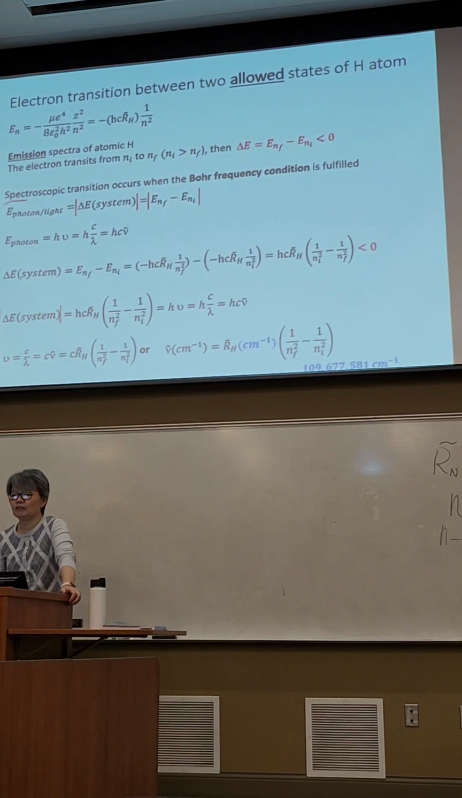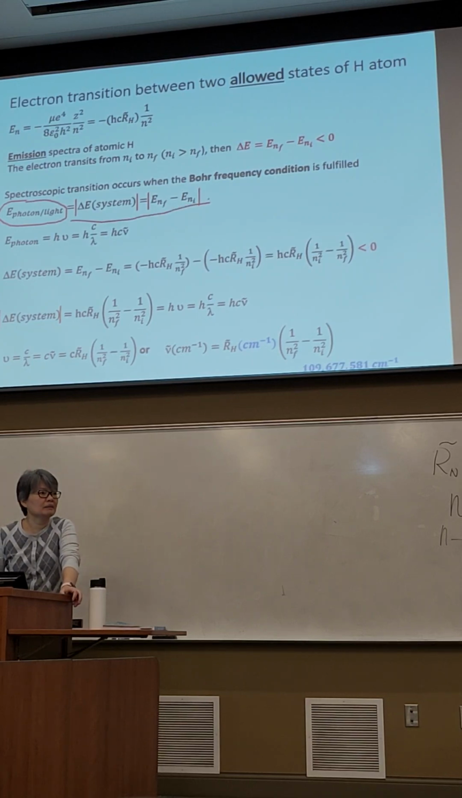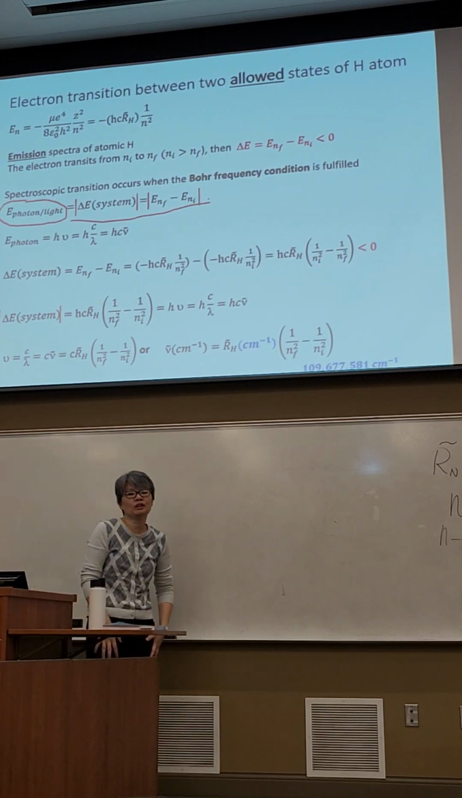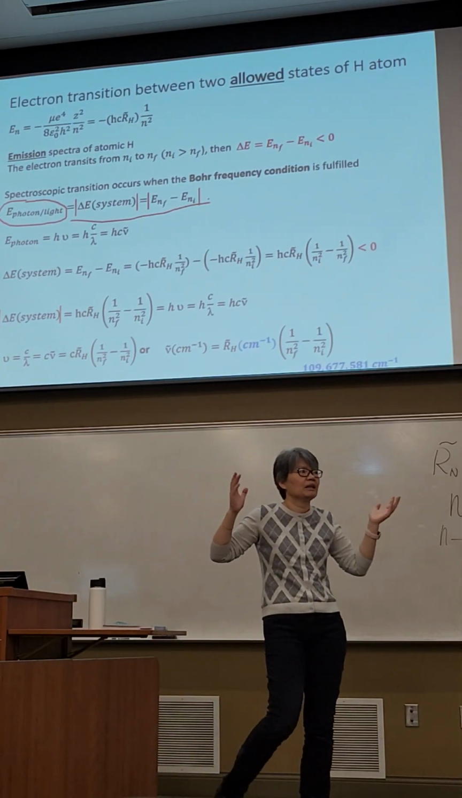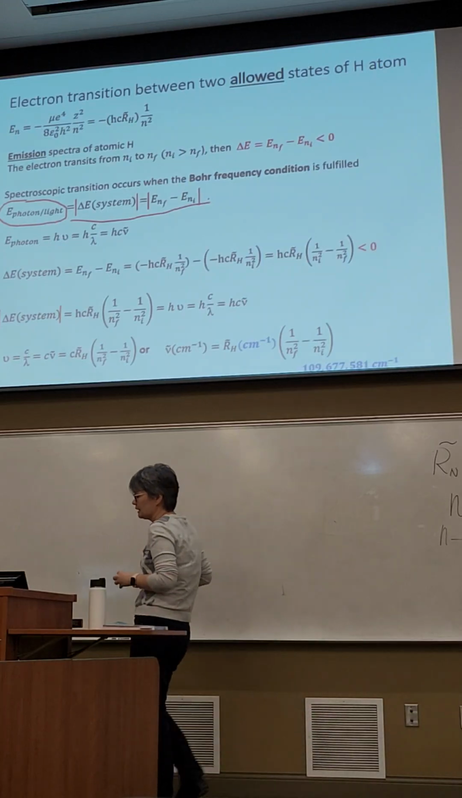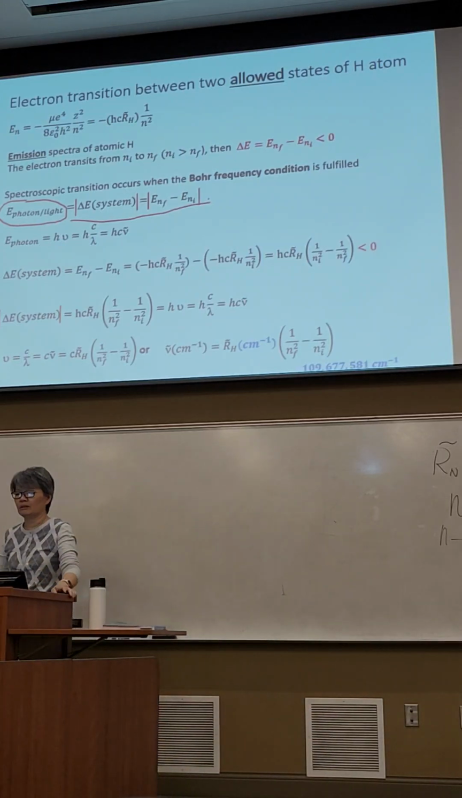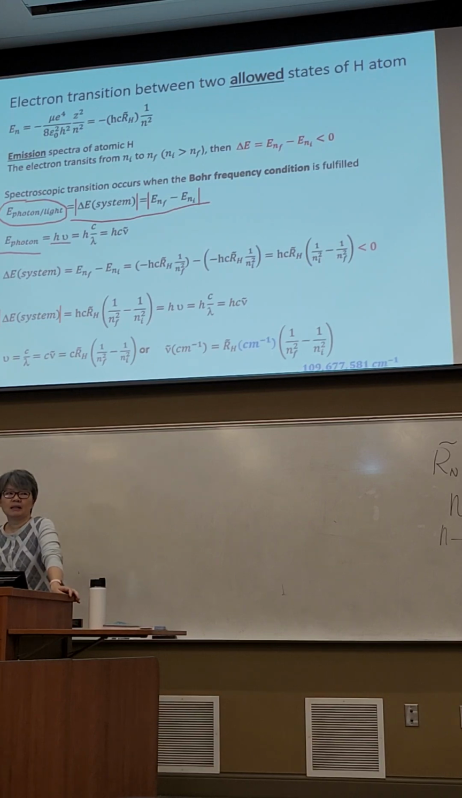So the energy of the photon that is released has to equal the difference between those two quantum states. Because it's an emission, it has a negative value. Just the magnitude of the energy difference has to be the same, so I put an absolute value. Now the energy of the photon is equal to the Planck constant times the frequency of the light.